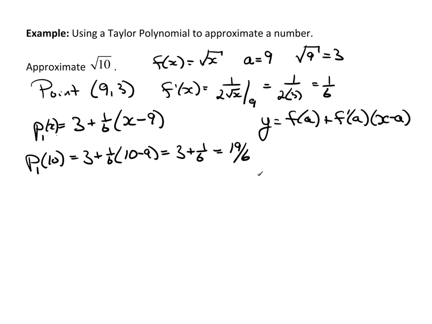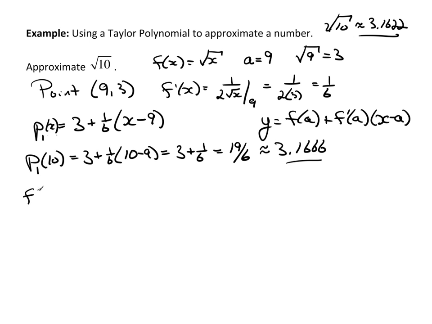Now, if you grab a calculator, you see that 19/6 is approximately 3.1666. Now, if I grab a calculator and find root 10, you get, let's see here, the square root of 10 is approximately 3.1622. So this is not a bad approximation. It ended up matching perfectly to 2 places. So let's go ahead and improve it.